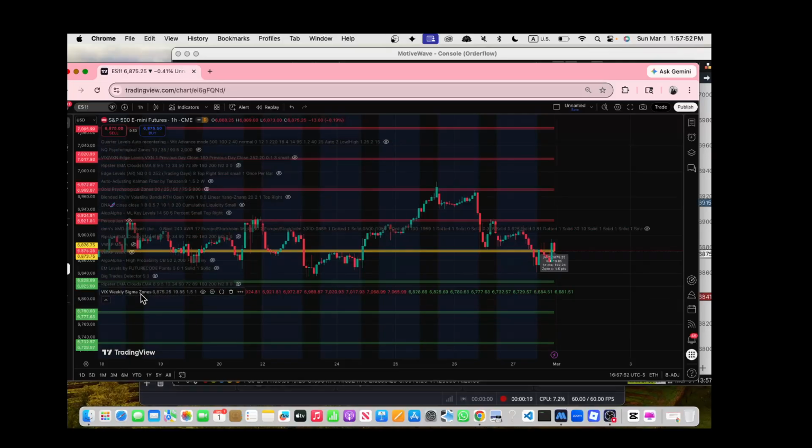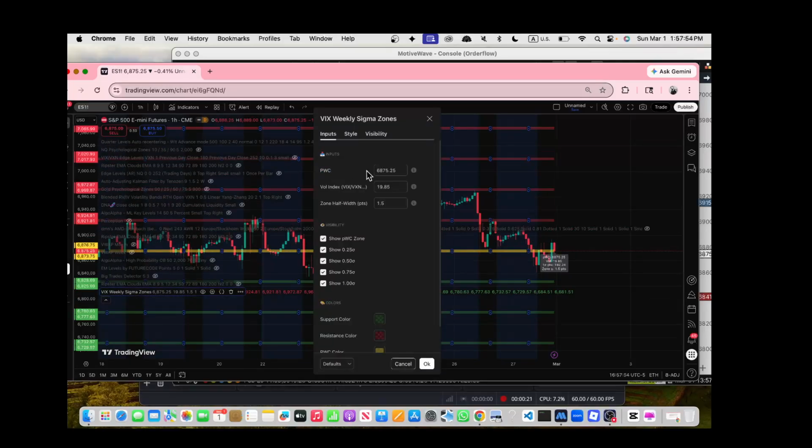I'll be using this indicator. This indicator allows me to manually input previous week close and the volatility index. Basically, it gives me standard deviations. And then for ES, I would say to set this to 1.5. Then for NQ, you can use 5 or 6.